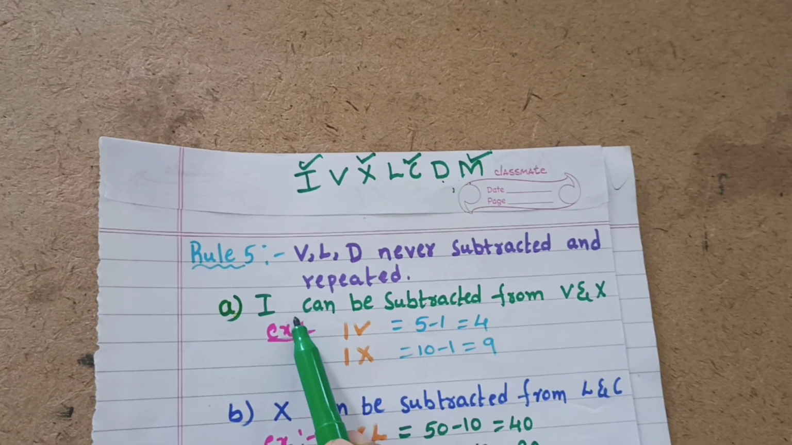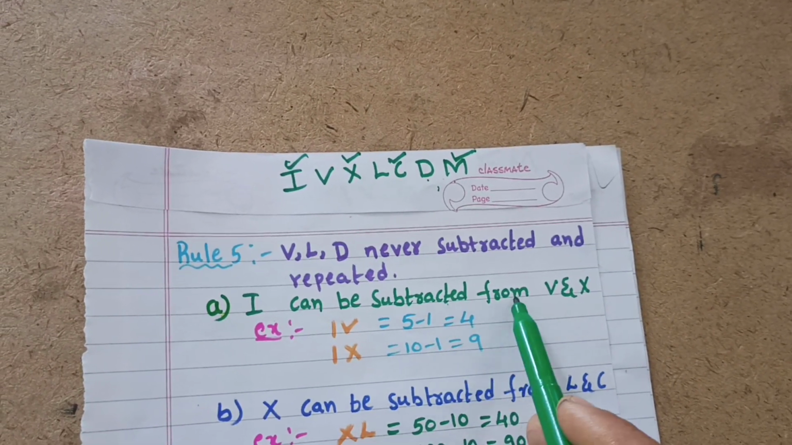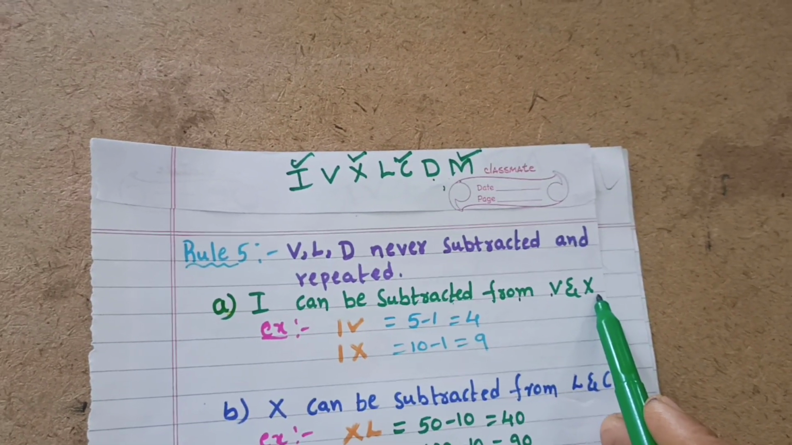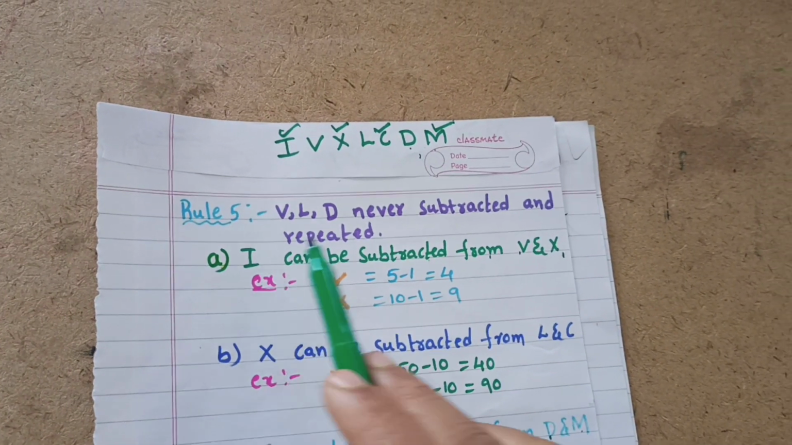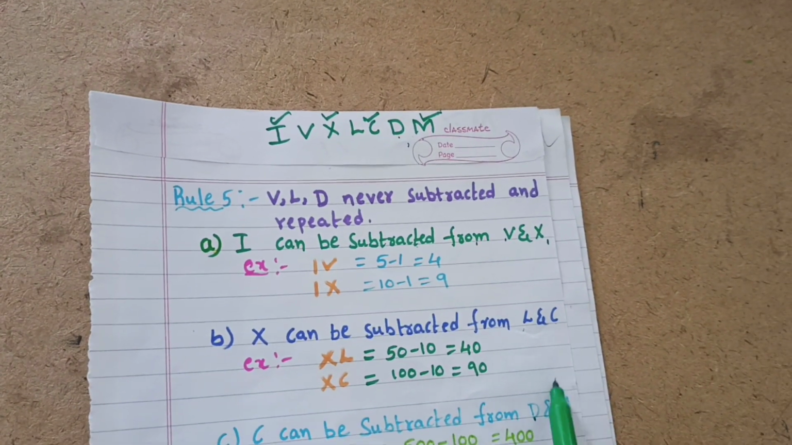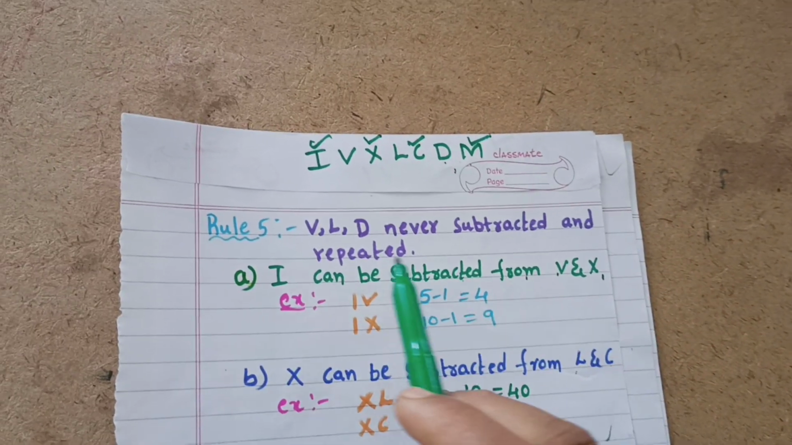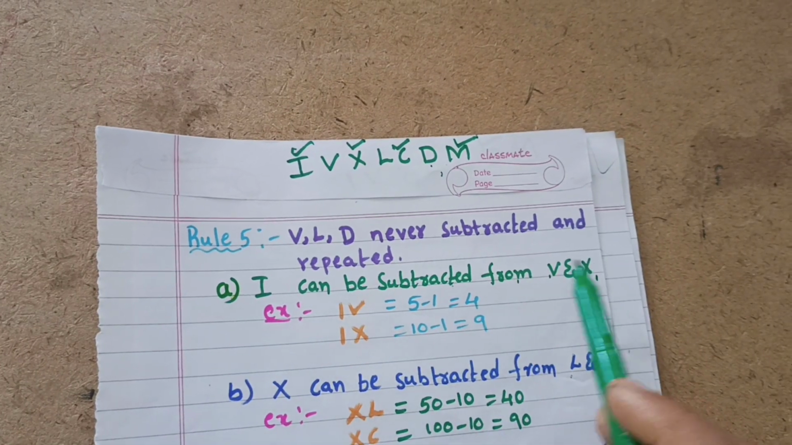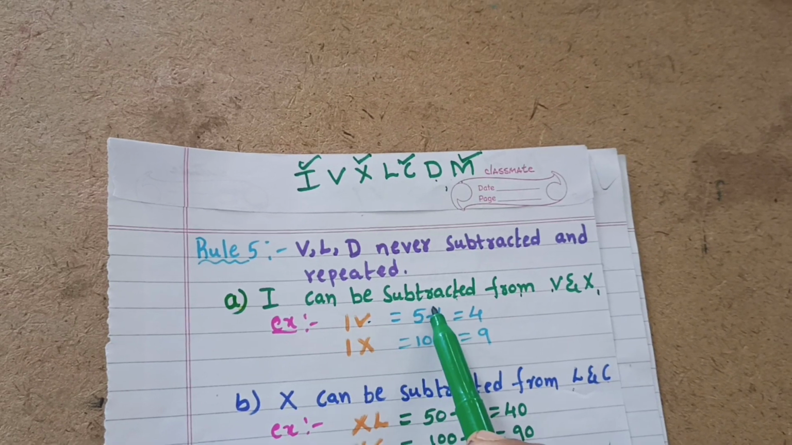See, first one: the symbol I can be subtracted. I can be subtracted from only V and X. I cannot be subtracted from L, C, D and M. Okay? Let us see some examples on this concept. I can be subtracted from V and X only, so IV means 5 minus 1.